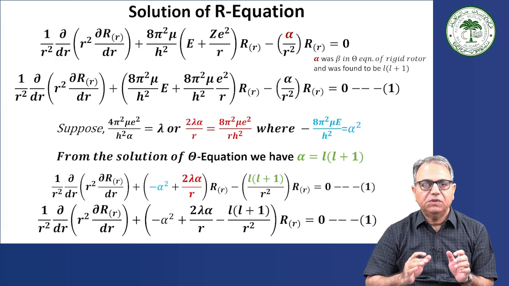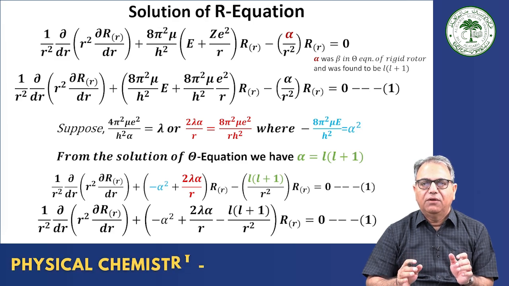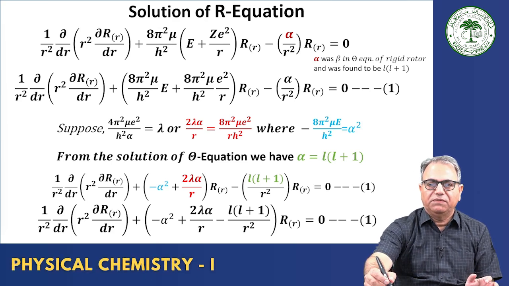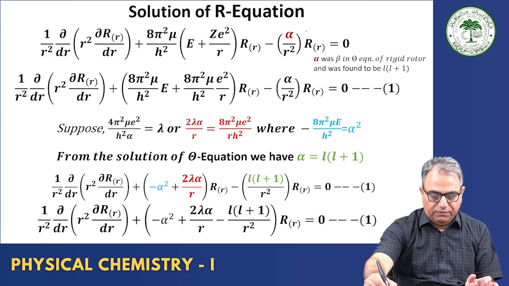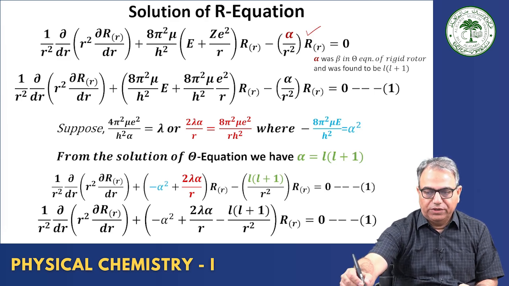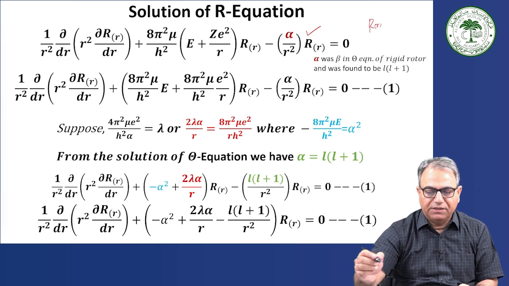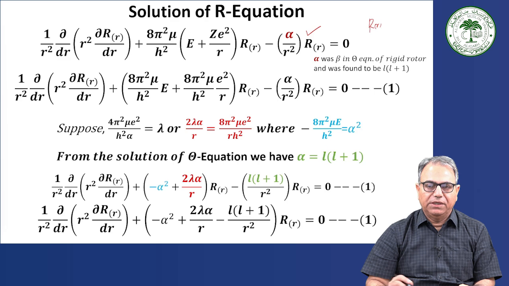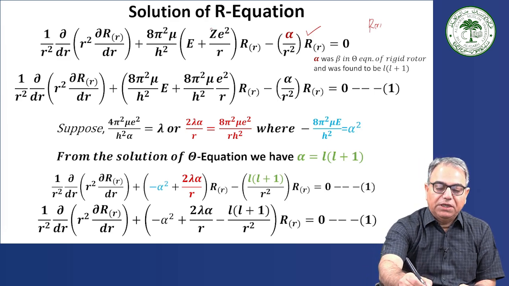If you remember, previously we got three independent equations, and one of them was the r equation, which is on the top of this slide. This is the r equation which you are supposed to solve, and you should get a function which is r dependent, radial dependent. Capital R is the function and small r is the variable. In this equation Z is mentioned, so you can take Z equal to 1 because it is a hydrogen atom.